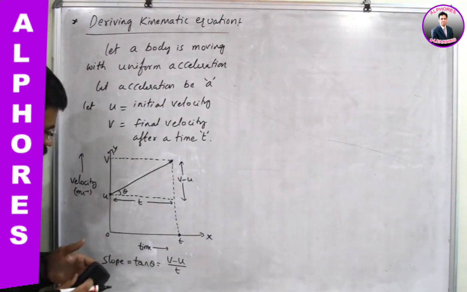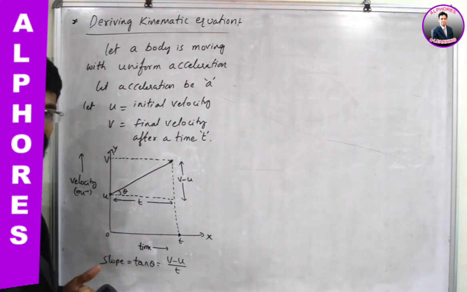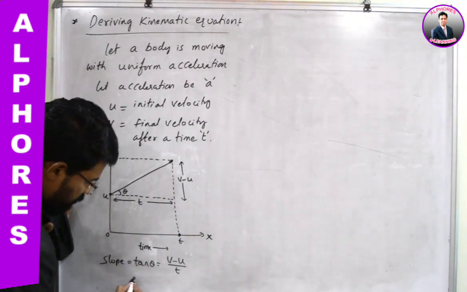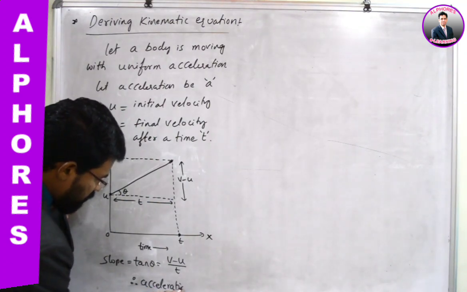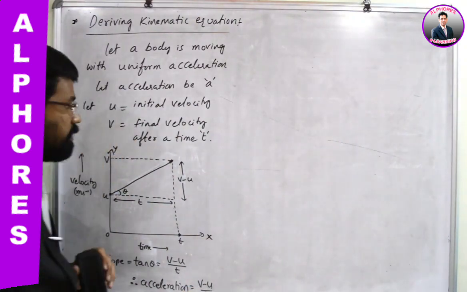According to the conclusion we drew earlier, the physical significance of the slope of the v-t graph is acceleration. Therefore, acceleration a is equal to v minus u by t, isn't it?